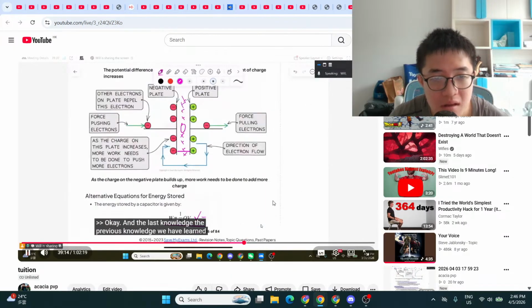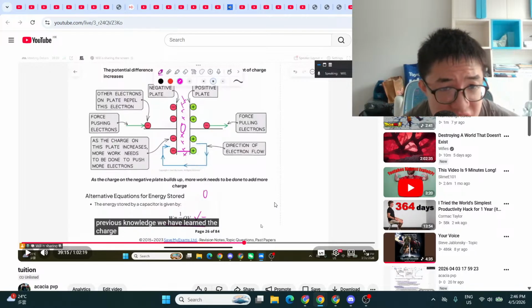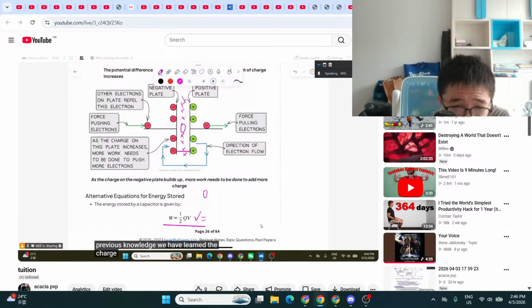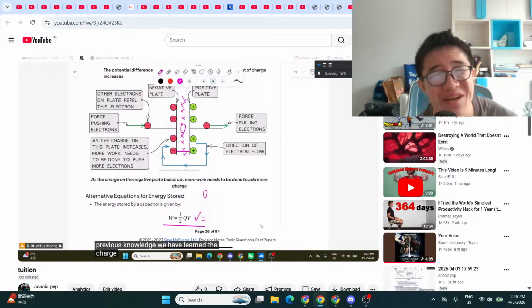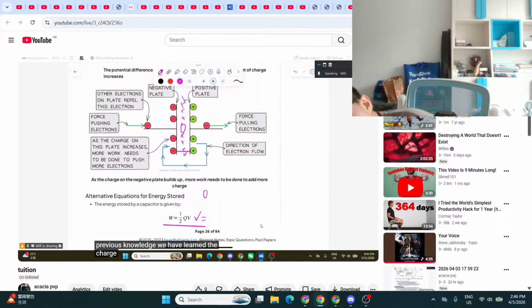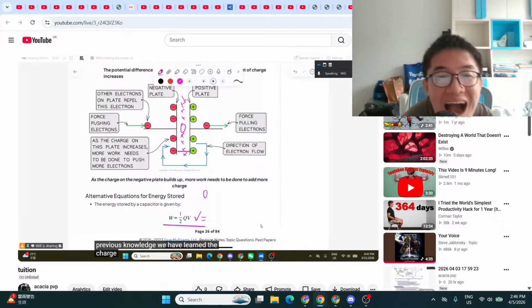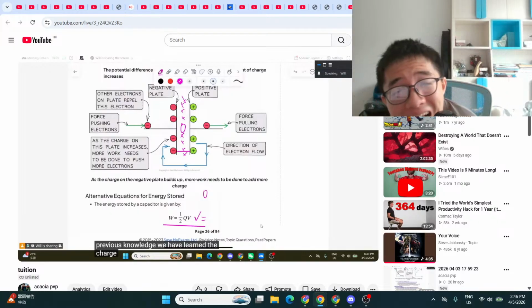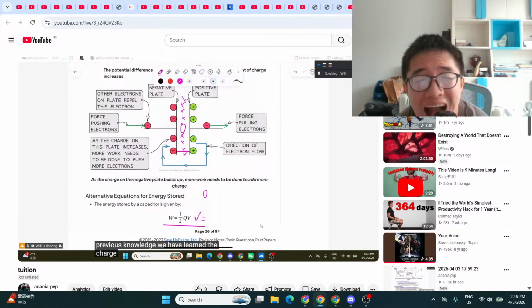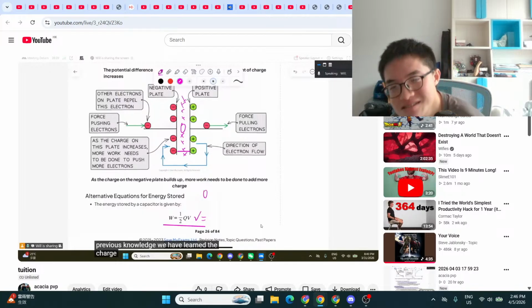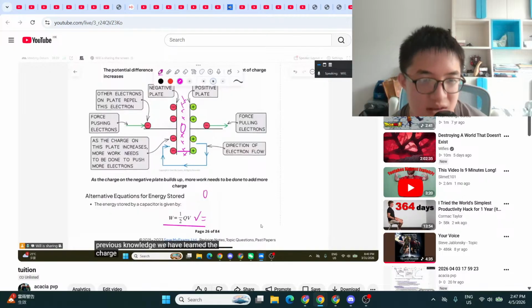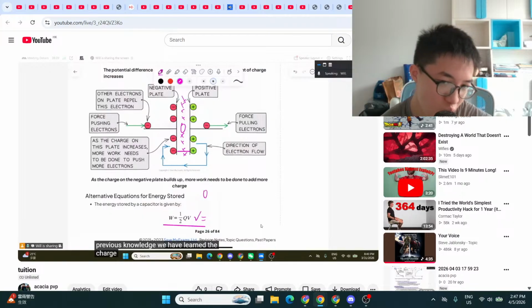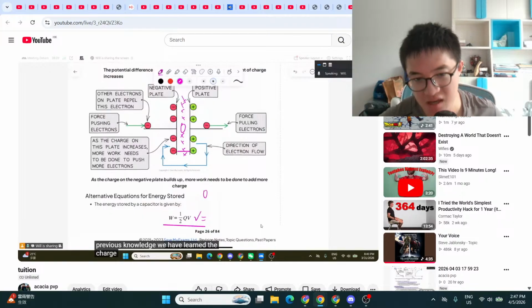So in this process, the main target is another piece of knowledge. The first knowledge we have learned is the charge. The energy stored is QV. The capacitance is C equals Q over V. Energy is 1 over 2 QV.